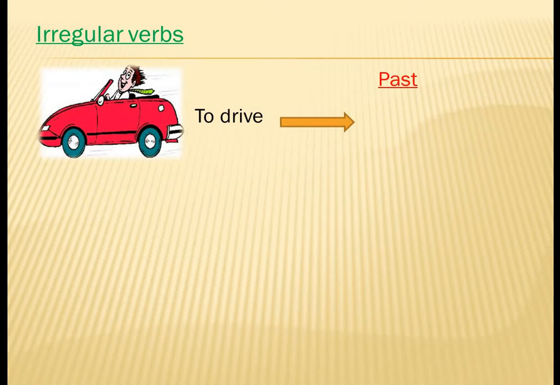Now let's have a look at the irregular verbs. All the irregular verbs don't have a specific rule. That means we should learn them by heart. Here are some examples. The verb to drive, in the past becomes drove. So to drive becomes drove. He drove a new car yesterday.